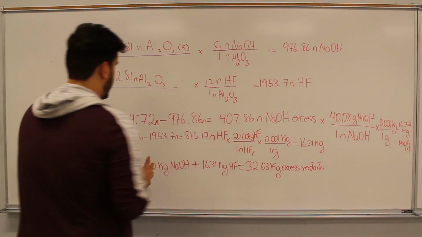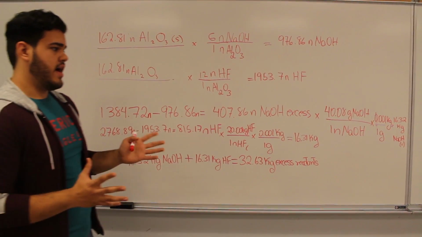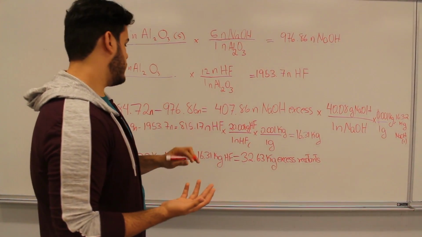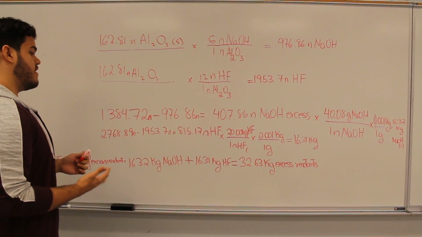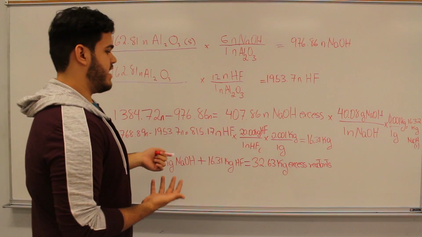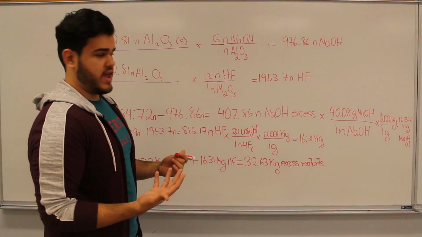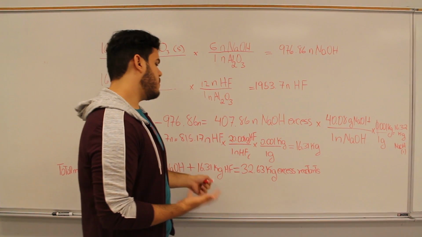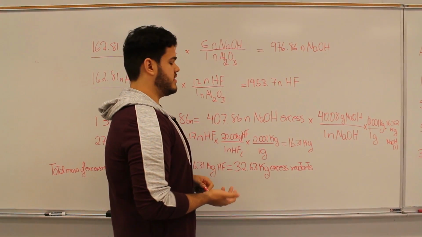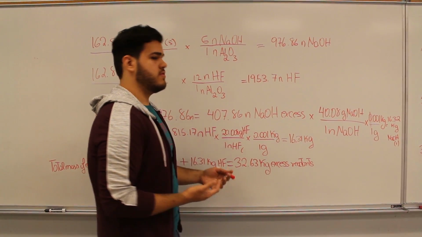Now, we're going to repeat the exact same process for the second one. We have two values, 16.31 and 16.32. Now, we're being asked for the total mass of the excess reactant. Therefore, we need to add both these masses to get the total mass of excess reactant. Therefore, when we add 16.32 plus 16.31, we get an answer of 32.63 kilograms of excess reactants during this reaction.